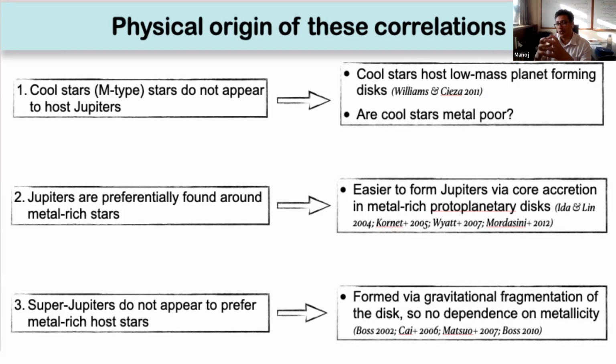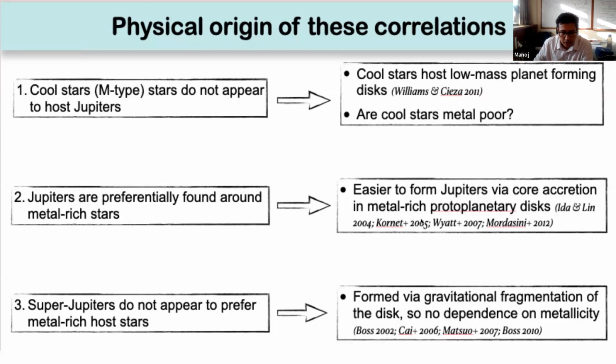So in such a scenario, forming this 10 to 15 Earth mass core faster and more efficiently can happen in a metal-rich disk. Simulations have shown that if the disks are metal rich, you can form this 10 to 15 Earth mass rocky core, iron core, faster, and that will accelerate the Jupiter formation. And that is perhaps what's reflected in this correlation that we find, that Jupiters are preferentially found around metal-rich stars.